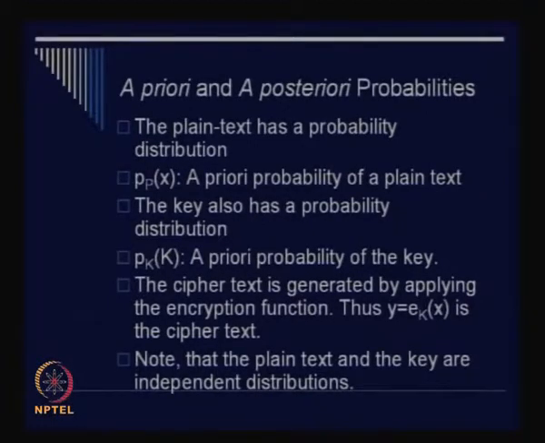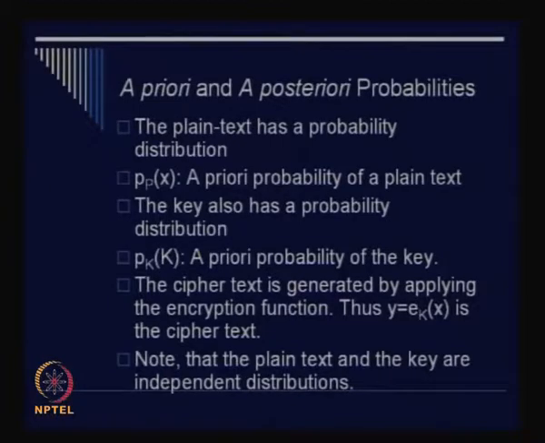So they have some probability distribution initially, before the ciphertext starts, and that is what we call the a priori probability. We denote by the term PP(x) the a priori probability of a plain text. This is the probability assigned to every letter or symbol of the plain text before the encryption has started. The key also has a probability distribution, and when the encryption function takes place, the plain text gets converted into the ciphertext.